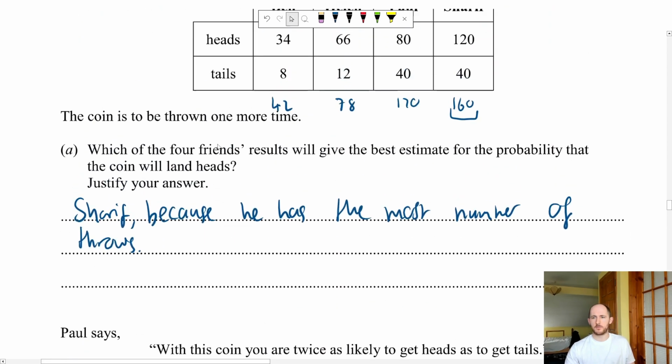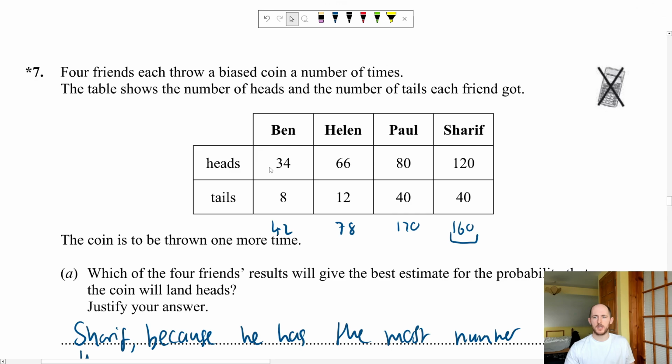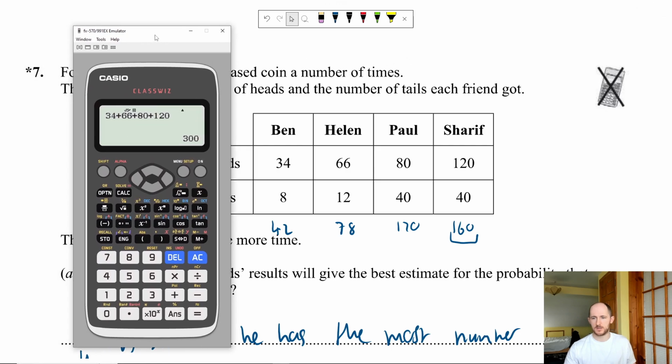over the total number of throws, but it's a good thing I've already added them up. You would normally have to add up all of the numbers in here, but I've actually already added them up along the bottom. So what I can do something very fancy, and I can just go 42 plus 78 plus 120 plus 160, which is 400.